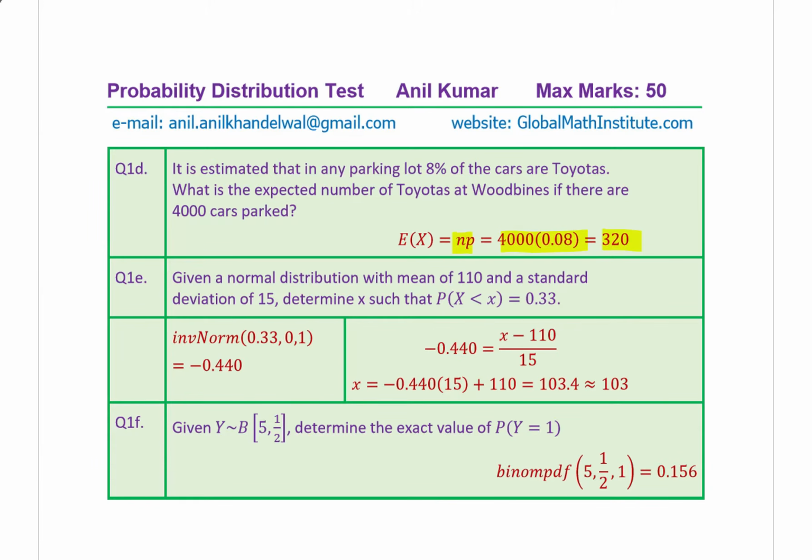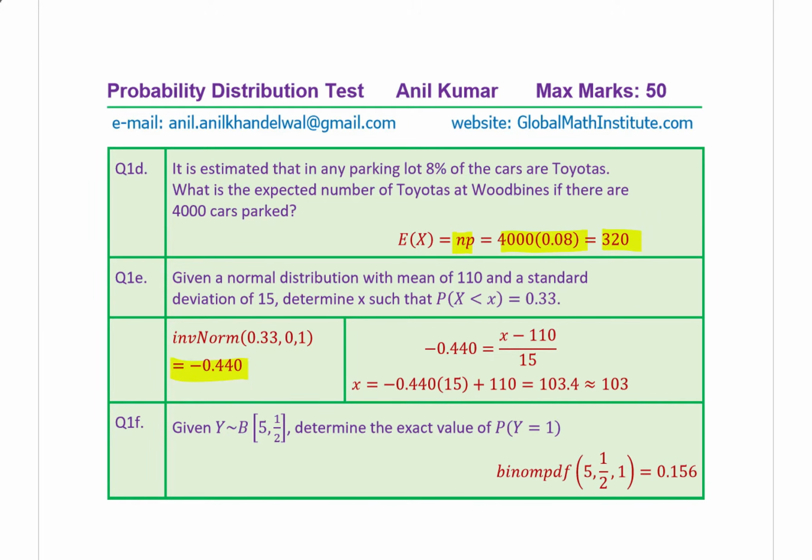1e. Given a normal distribution with a mean of 110 and a standard deviation of 15, determine x such that the probability of x less than x is 0.33. Well, again, you can use the inverse normal function, with 0.33, 0 and 1 being the parameters, so you get minus 0.440.